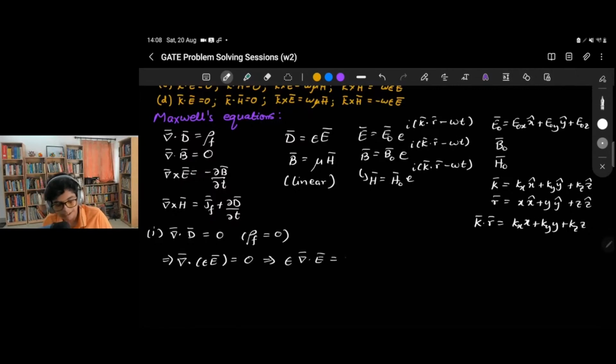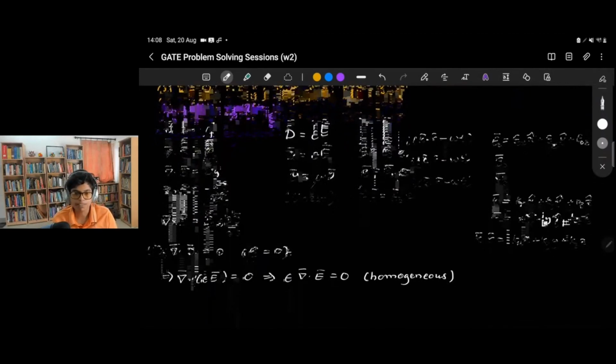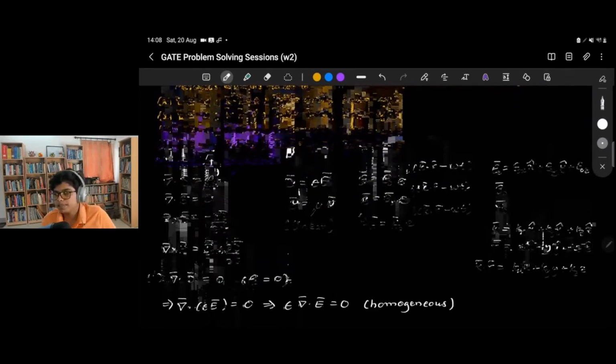And why can we take it out? Because we are given that we have a homogeneous medium. So we are told that it's a homogeneous, isotropic medium. That means this epsilon is not a function of the spatial location. So epsilon is a constant all throughout the medium. That is what it means.